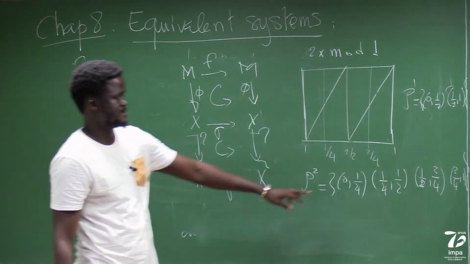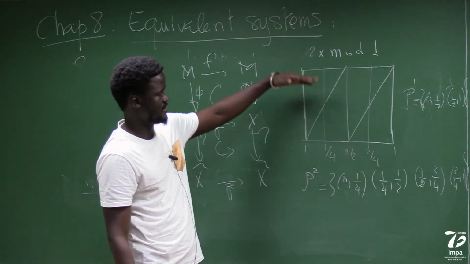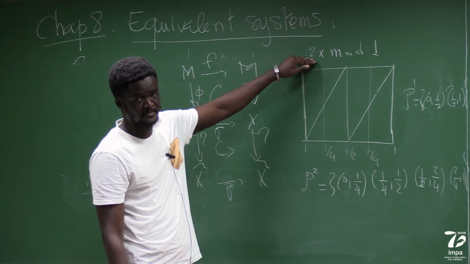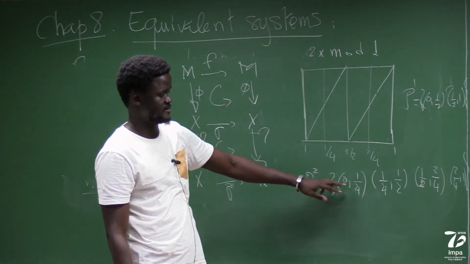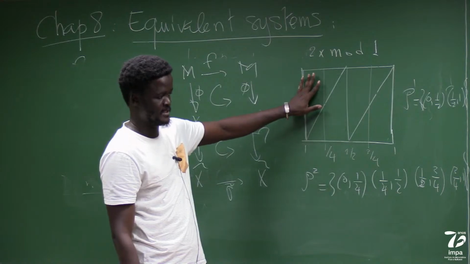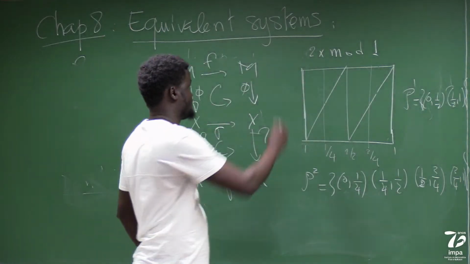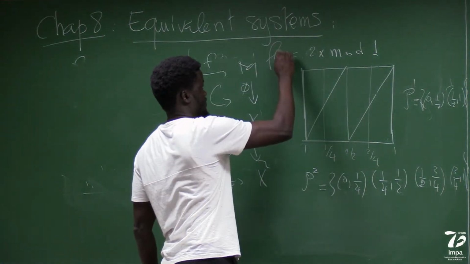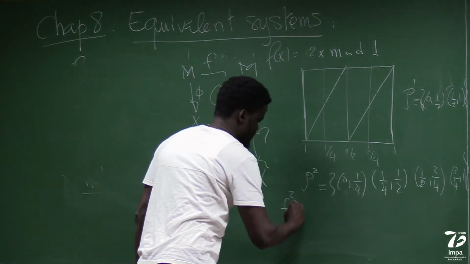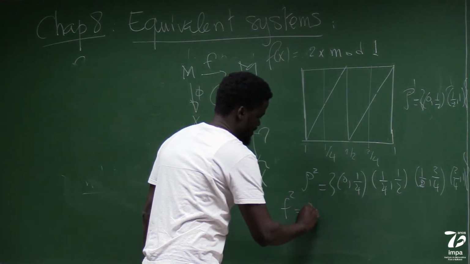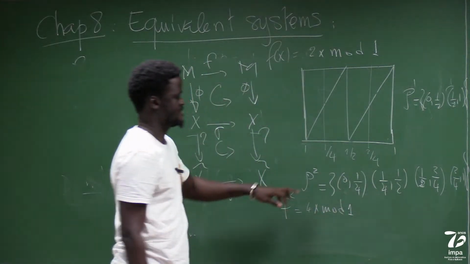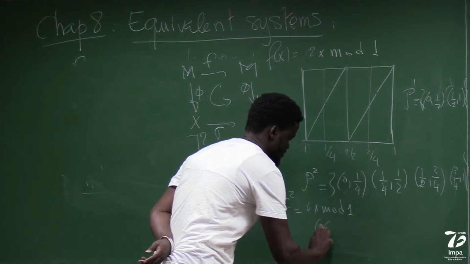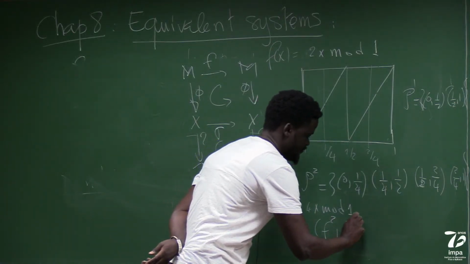But this partition doesn't make this dynamical system a full branch map. But if you take f squared, where this was f, which will be 4x mod 1, this guy will be a full branch map.